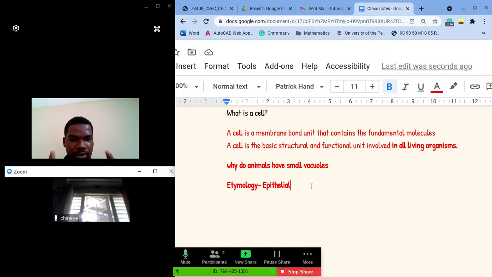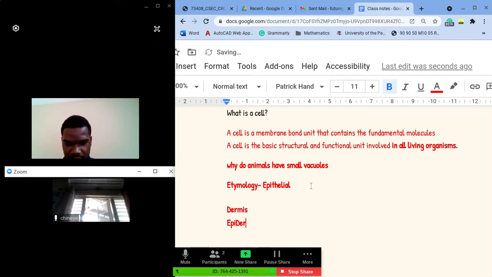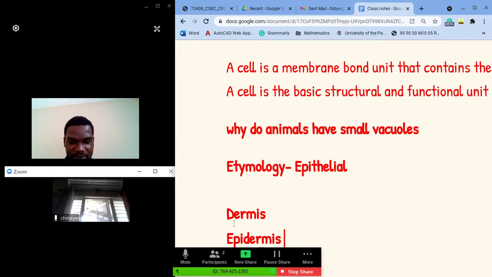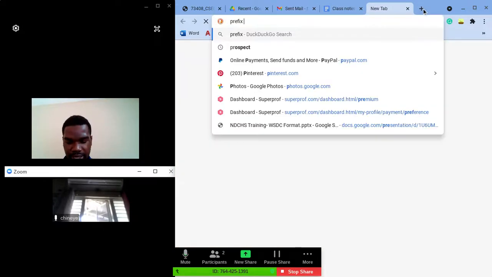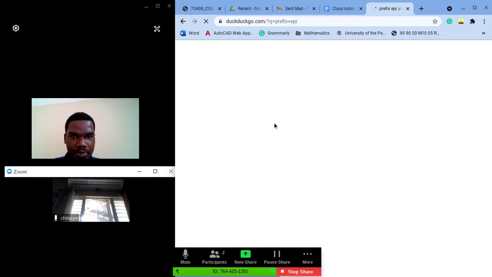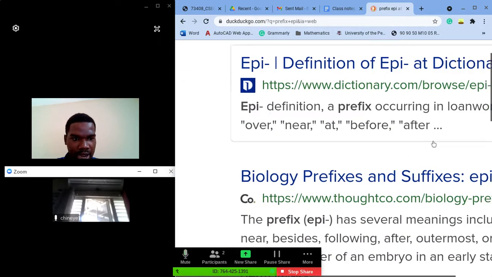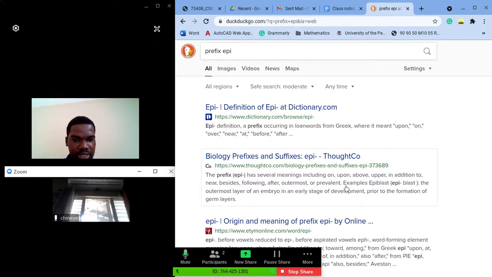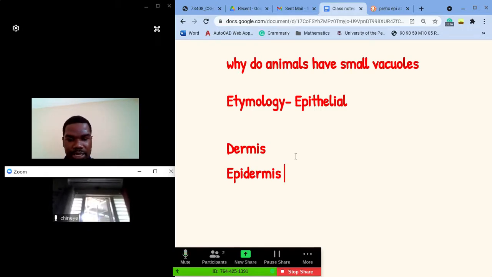Now, from your biology class, you should know that your skin has two main layers, the dermis and the epidermis, right? Yes, sir. Where's the epidermis? Is the epidermis on the inside of your body or is it on the outside of your skin? Let's let Google help you. The outside. And you will be correct. So the prefix epi, let me just prove it to you. Let's look at the definition for the prefix epi. It means over, near, at, before, or after. So it's basically the outermost layer, which is the skin on the outside of your body.